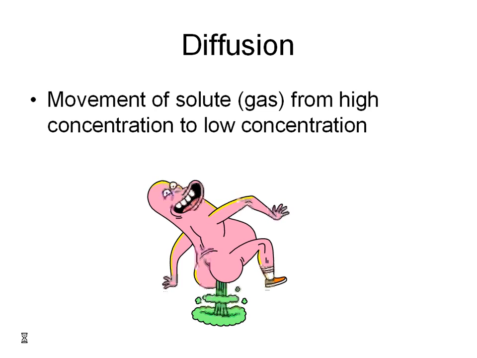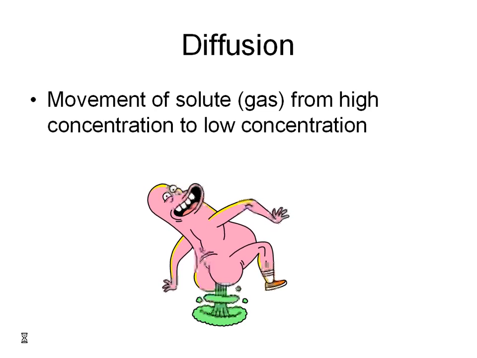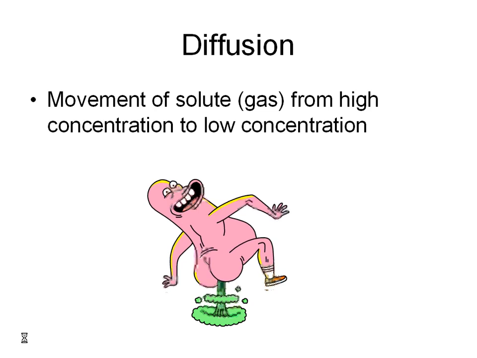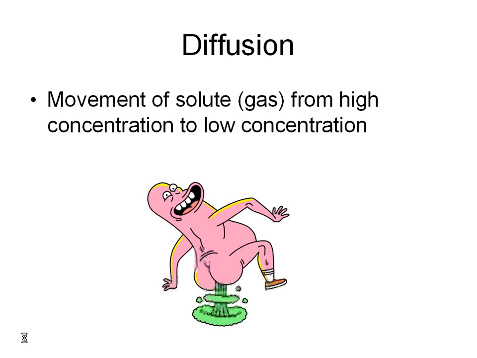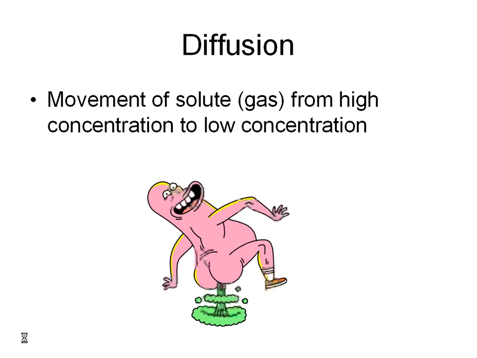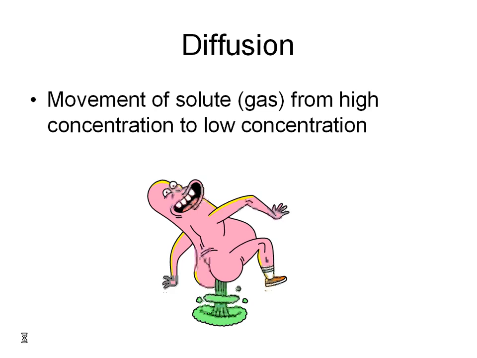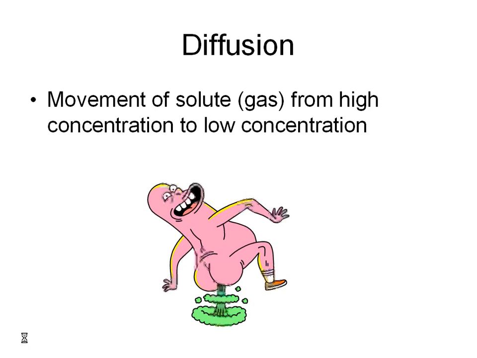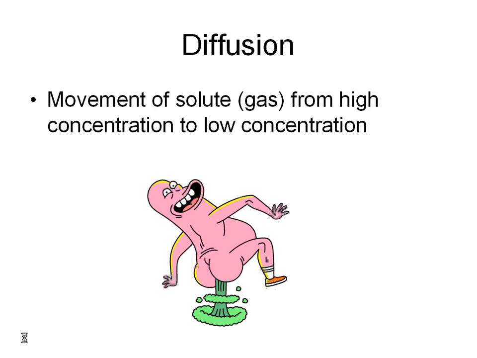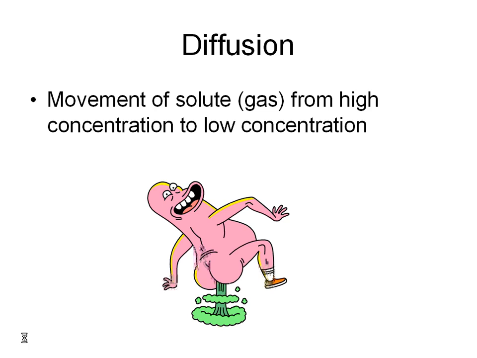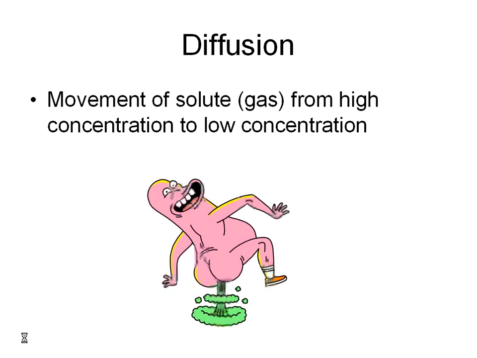Remember, diffusion is just the natural movement of gas from a high concentration to a low concentration. So I want you to keep that in mind throughout this whole discussion, that when oxygen moves from one place to another, it's because it's going from where it's in high concentration to low concentration. And CO2 is doing the same. It will just want to move, and it will move from where there's lots to where there's not very much.